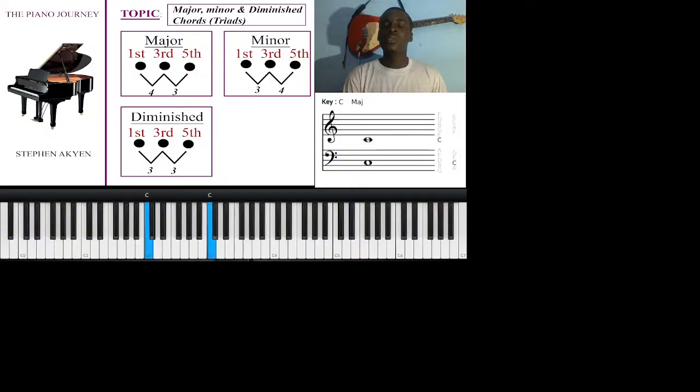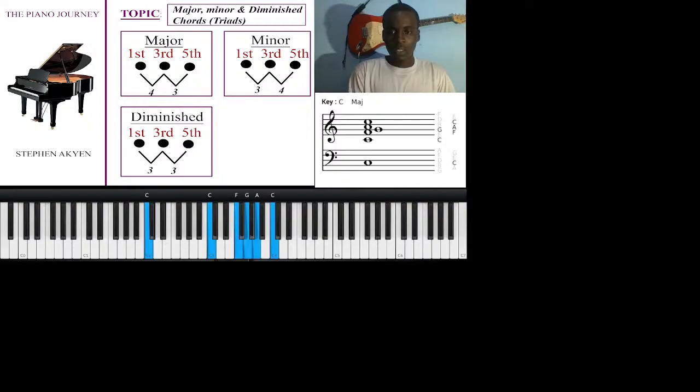And so when we talk of a major chord, taking into consideration the major scale of C, which is 1, 2, 3, 4, 5, 6, 7. First, okay, I'm taking it again. Do, re, mi, fa, sol, la, ti, do. This is the major scale of C.